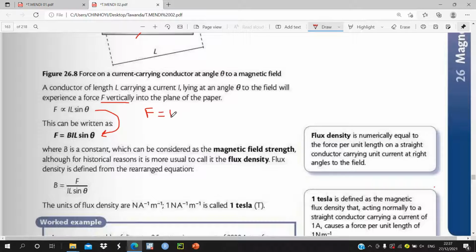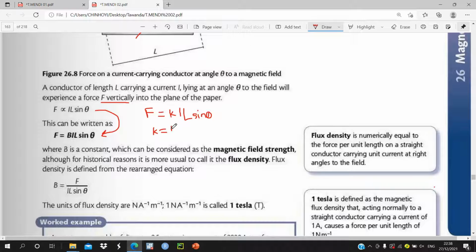then times I times L times sine theta. So the K that we are going to have is what we refer to as the magnetic field strength, or we call it the flux density B. This K is what we refer to as the flux density.